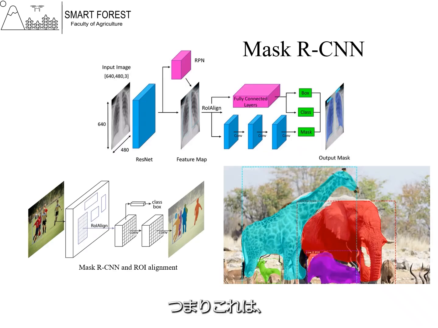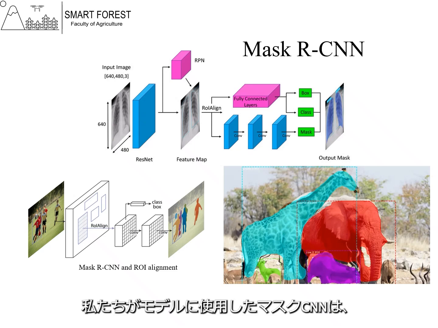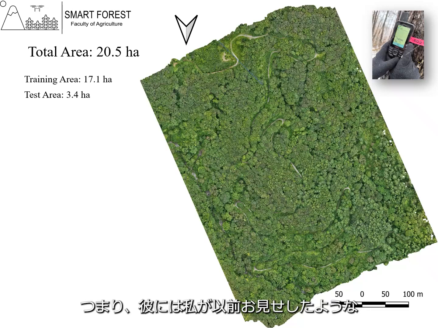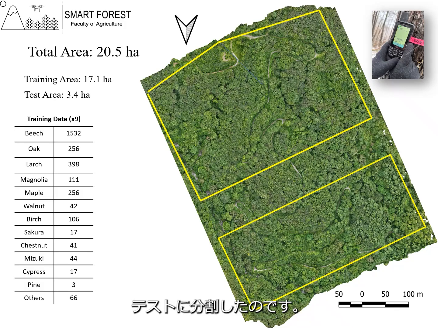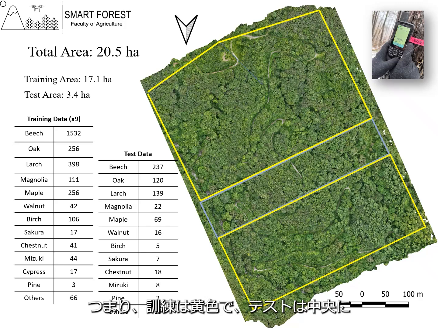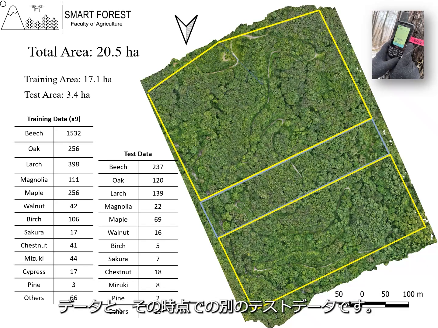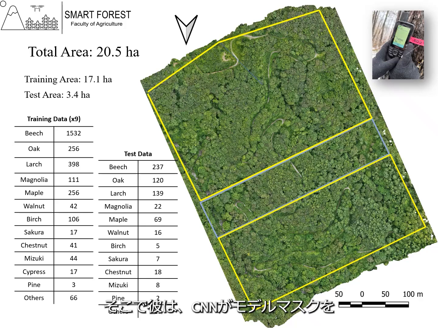So this is a Mask R-CNN that he used for the model and that I explained before. So he has this area that I showed you before, and he divided it into a training and testing area. So the training is the yellow and the testing is the bluish square that you see in the middle, because they have most of the species that are at the bottom and at the top of the forest. So this is his training data that you see here, beech, oak, and then the testing data. So he tries to see if the model Mask R-CNN can find it or not.